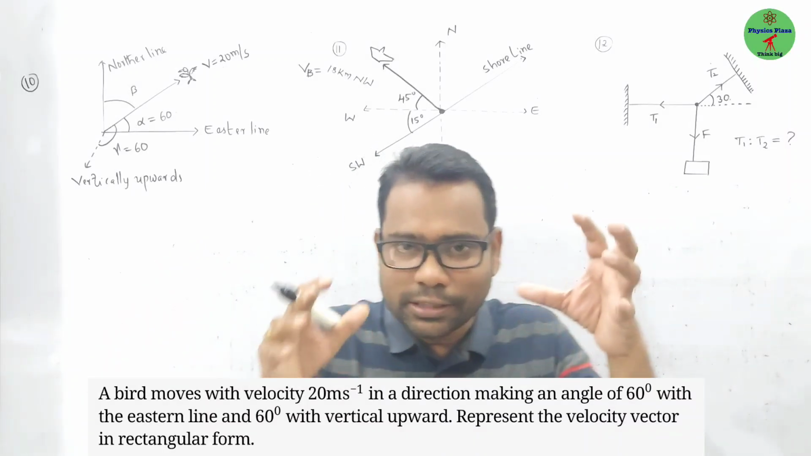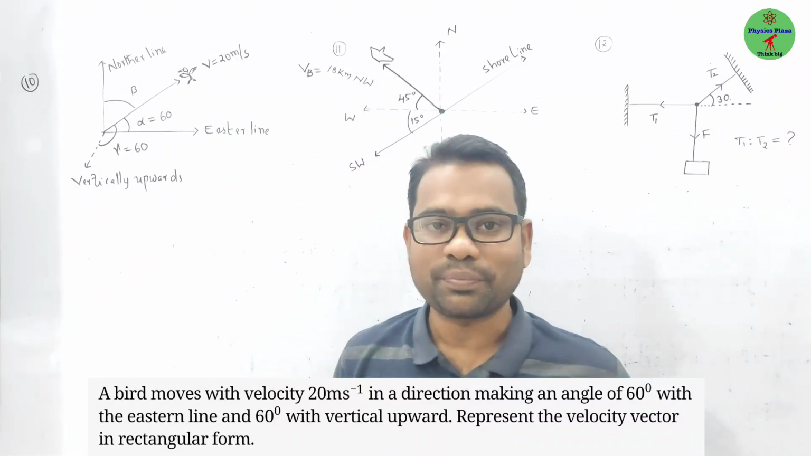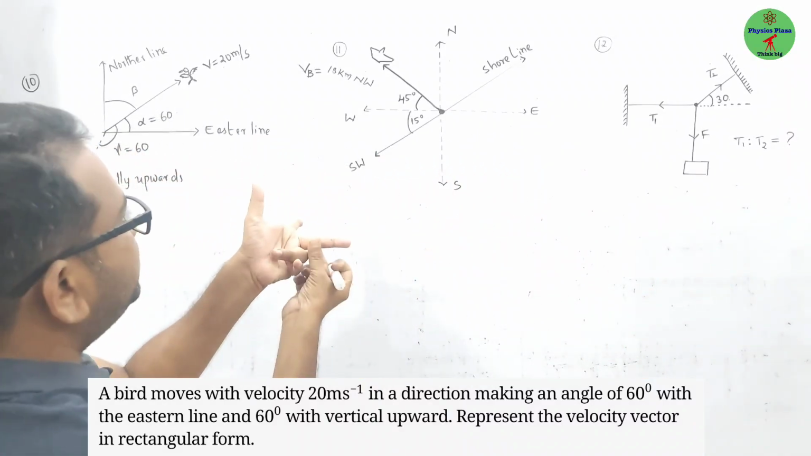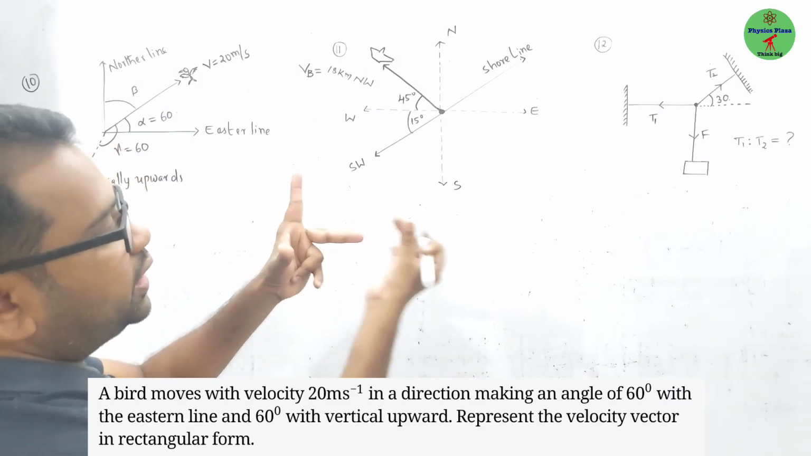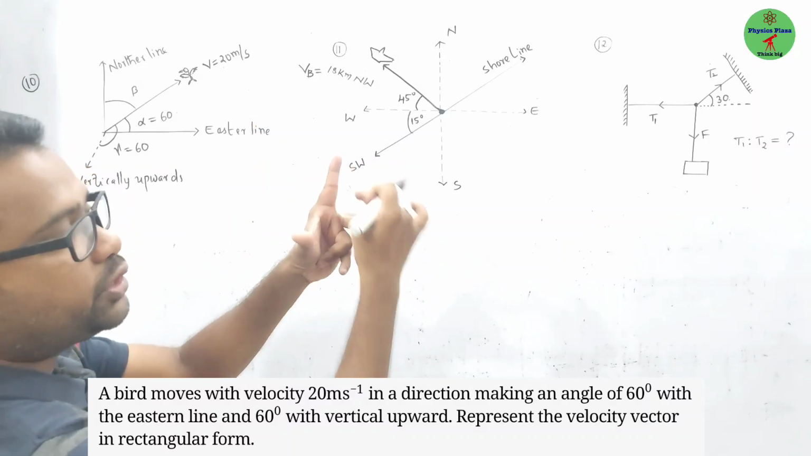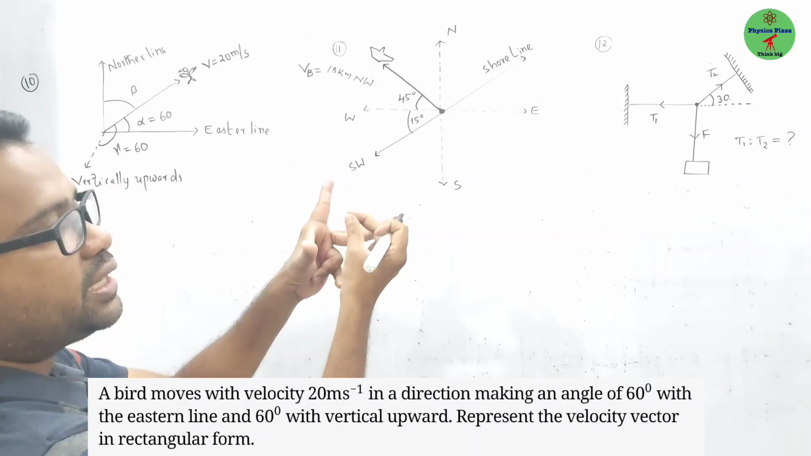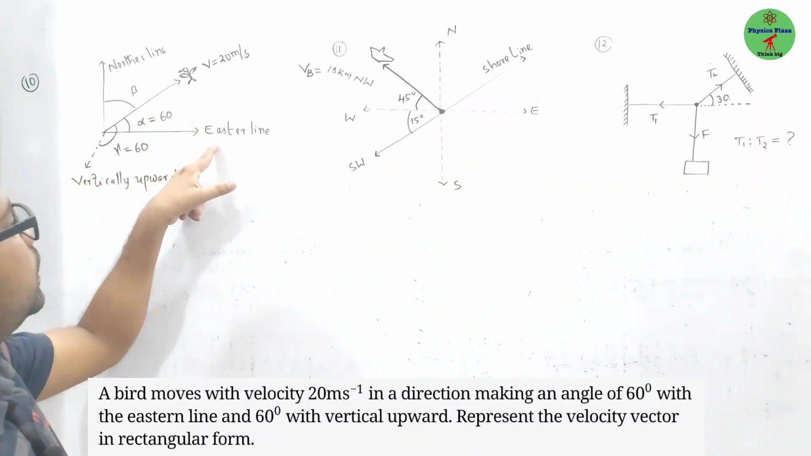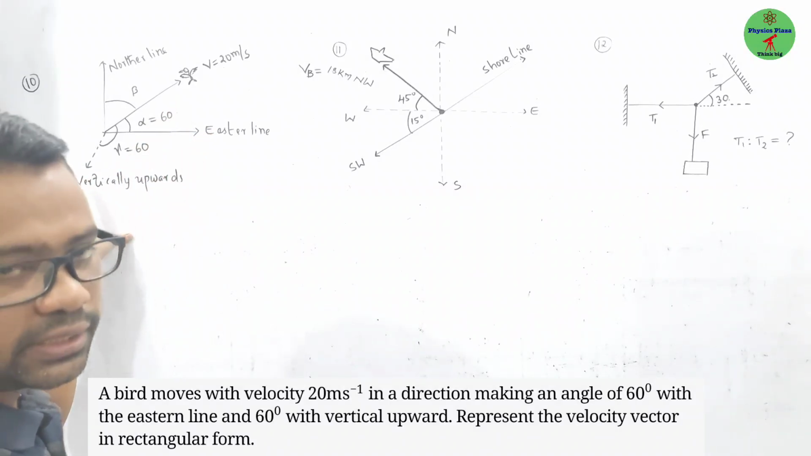The bird is flying in space. This concept is not related to the plane. It is space actually. So let us say this is the eastern line along the x-axis, then this is going to be the northern line, and this is a vertical line to these two. So the bird is flying like this, such that it makes an angle of 60 degrees with the eastern line and 60 degrees with the vertically upwards direction, that is along the z-axis.